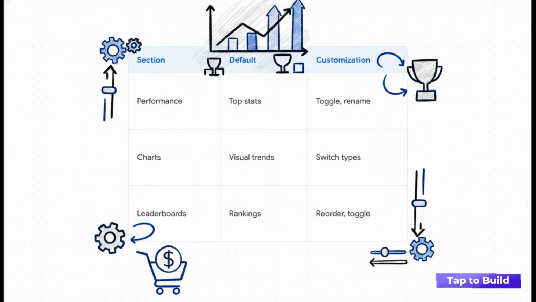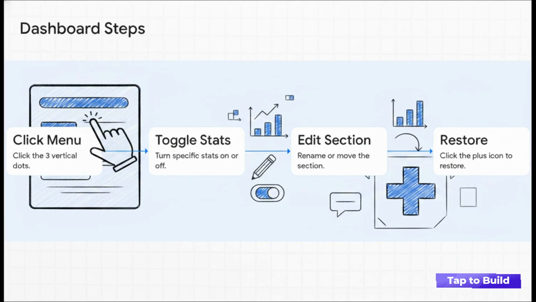But here is the magic part. You absolutely do not have to settle for the default view. Every single section here can be reordered, renamed, or totally disabled so it fits your exact operational flow. And the actual how-to on this is just beautifully simple. You literally just click the customization menu, those 3 little vertical dots up in the top right corner of any section. From there, you can toggle specific stats on or off to hone in on your vital metrics.